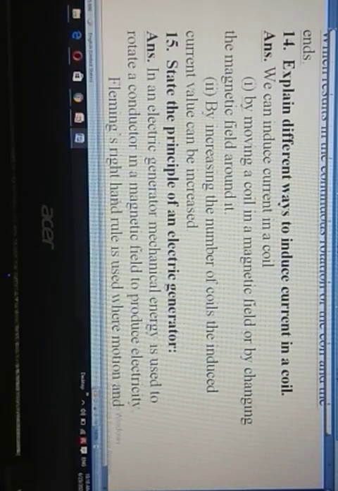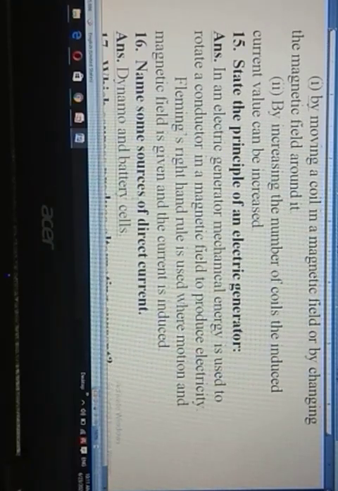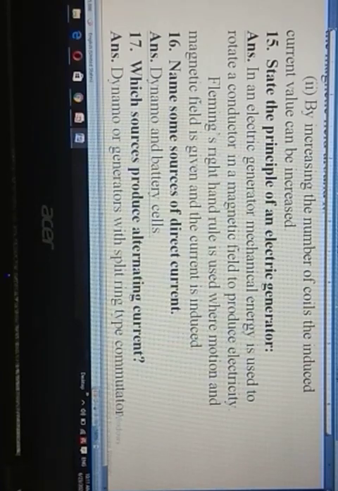Question number 14. Explain different ways to induce current in a coil. We can induce current in the coil by moving the coil in the magnetic field or by changing the magnetic field around it. Number 2, by increasing the number of coils, the induced current value can be increased. Question number 15. State the principle of an electric generator. In an electric generator, mechanical energy is used to rotate a conductor in a magnetic field which produces electricity, using Fleming's right-hand rule, where the motion and magnetic field are given and the current is induced.